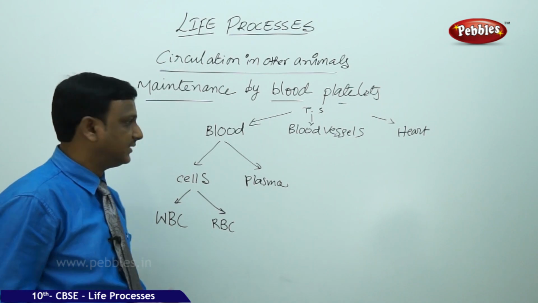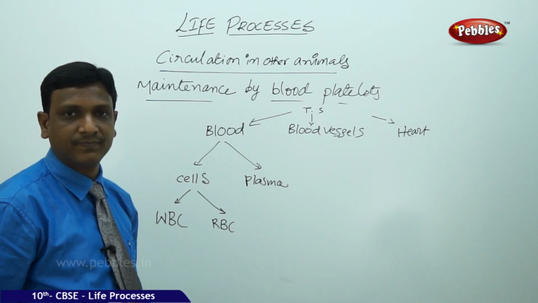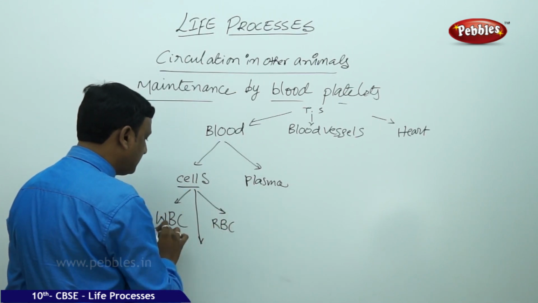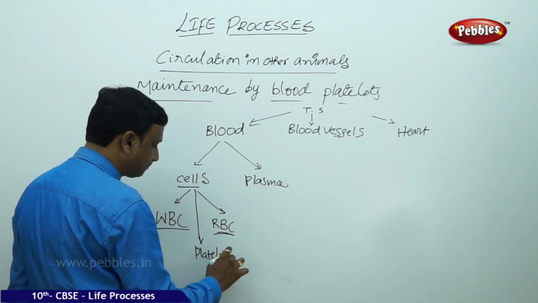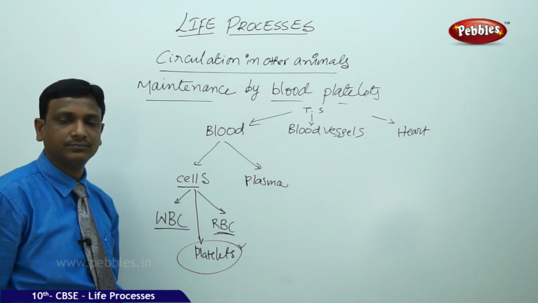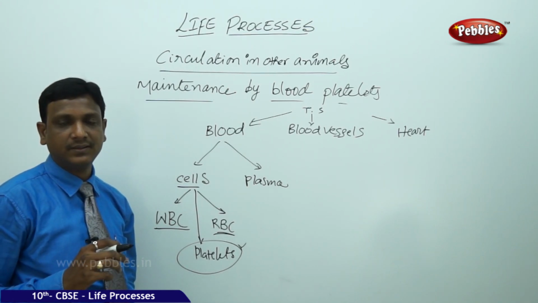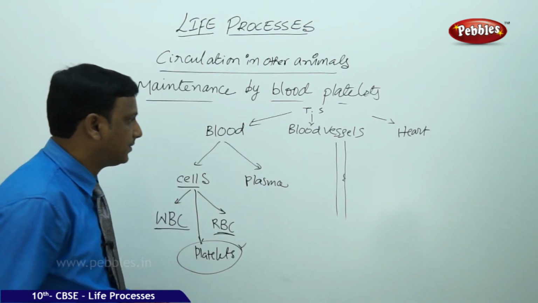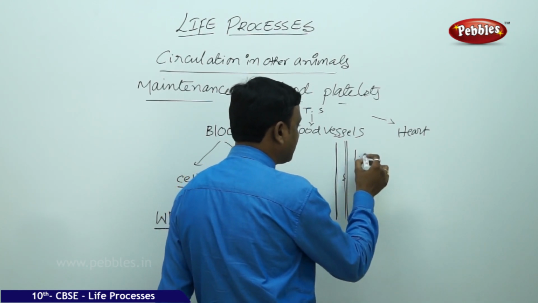But sometimes there is one part of these cells which takes part in the maintenance and repair of the transport system. The blood consists of cells, RBC and WBC. Along with that, the blood also contains platelets. What are these platelets? These platelets help in clotting of the blood if there is any damage to the blood vessels. And why are the blood vessels damaged? Maybe because of an accident.